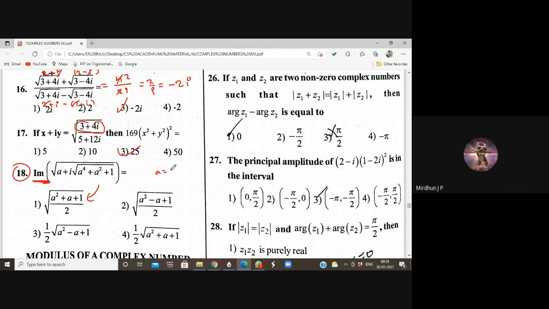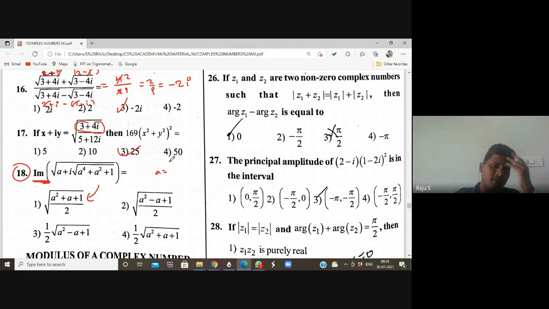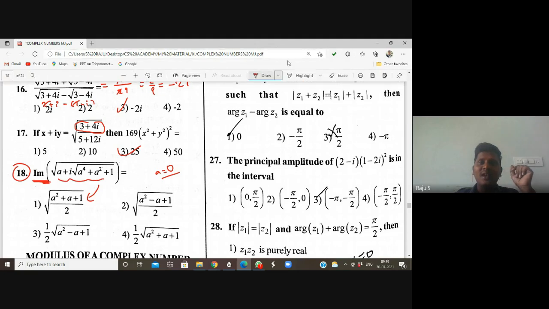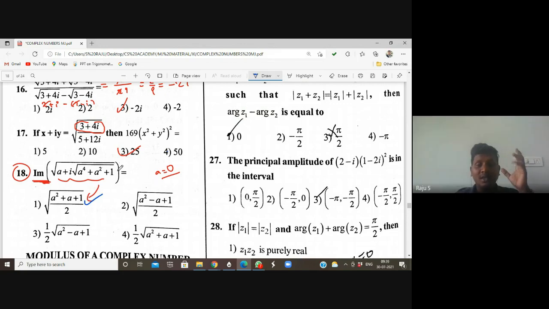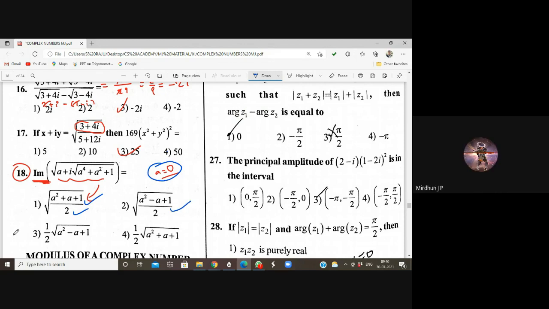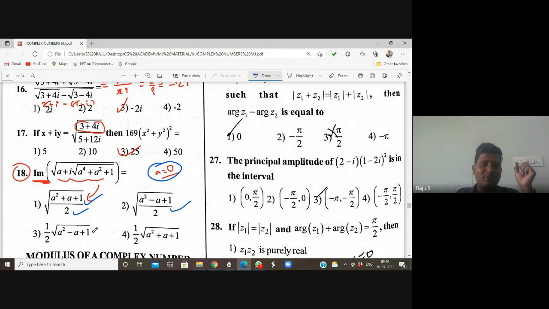Sir, can I substitute values for A? Yes, you can substitute some A values. When I substitute A value 0, can I take A equal to 0? You may get the LHS, but what is the RHS? It is root of 0 plus 0 plus 1, that is 1. Fine. If you substitute A equal to 0 in the given options, first option correct, second option correct, 1 by root 2, 1 by root 2, 1 by 2, 1 by 2. We are getting two options correct. So we should not take A equal to 0.